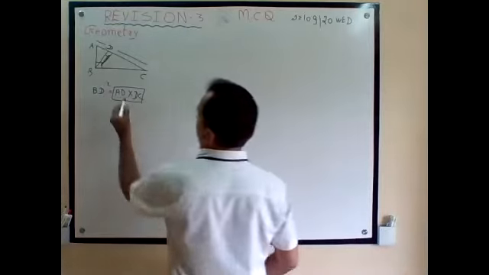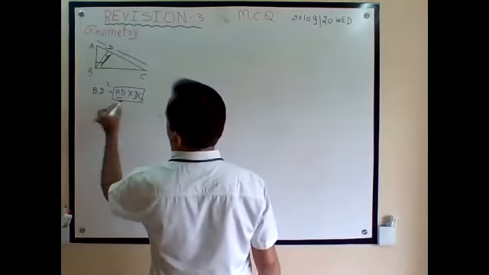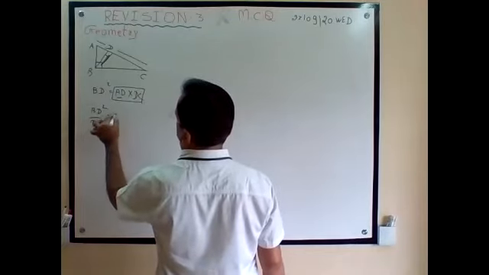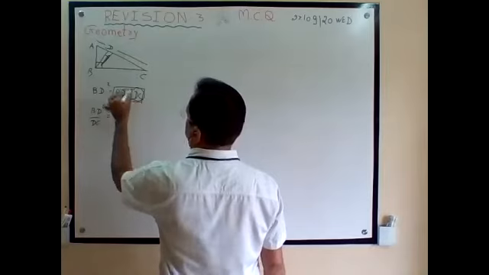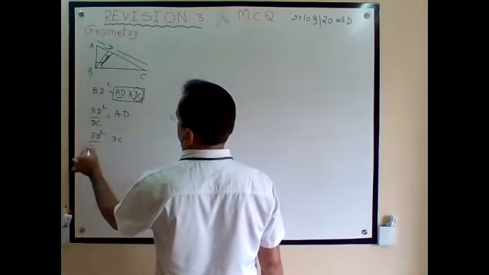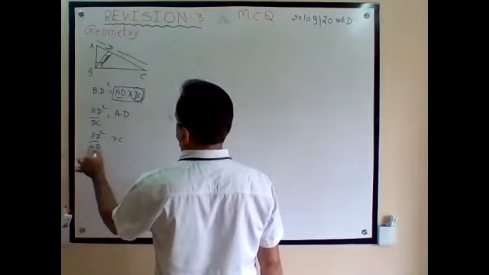In a different way they can ask. Suppose AD we have to find out. So BD square by DC is equal to AD. If DC we have to find out, then BD square by AD.